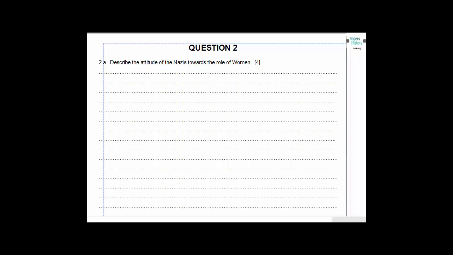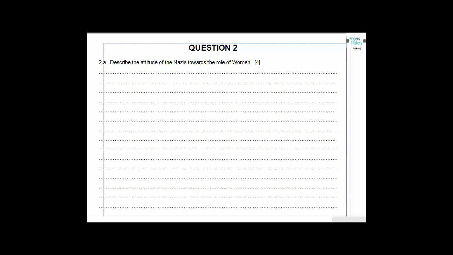Say what you know, in other words. Describe the attitude of the Nazis, in this case towards the role of women. Make sure you only include information that is directly relevant. Don't go off on a tangent. Make sure you focus on Nazi attitudes towards women and nothing else.